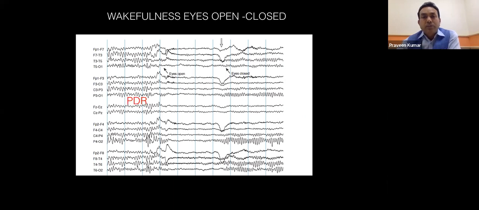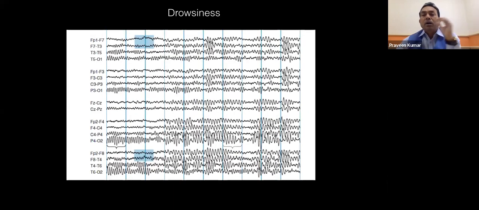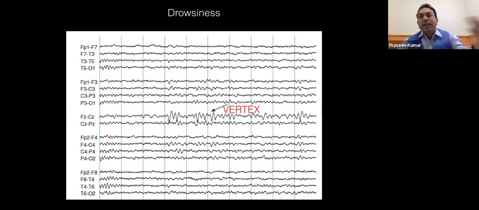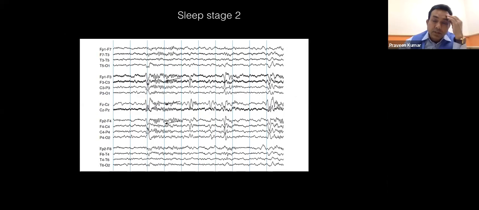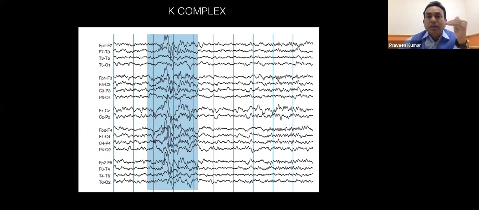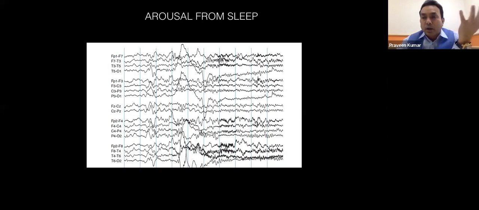In the wakefulness part, in drowsiness, you see less alpha and more theta waves. In drowsiness, at times vertex waves may start appearing. In stage 2, you get vertex waves, spindles, and K complexes. If you get arousal from sleep, you get a lot of muscle and movement artifacts.